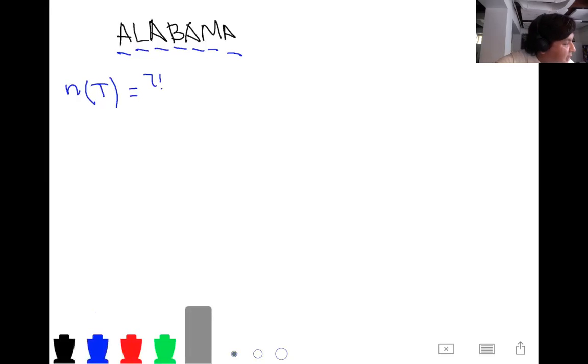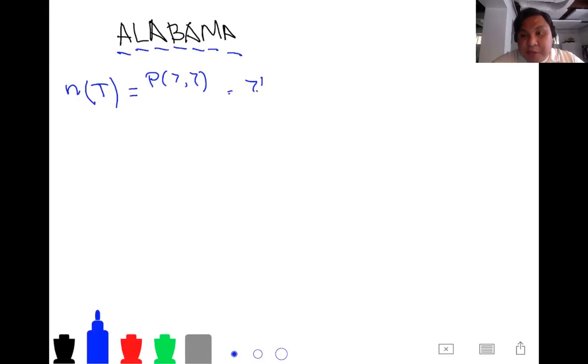Because we have 7 characters that we need to arrange, and we need to arrange all of them. The problem with this one is that there are actually 4 A's in this word. Which means that if you just interchange the A's with each other, you cannot see a distinct permutation. You don't see a distinct rearrangement of the word. So how many A's do we have here? 1, 2, 3, 4. There are actually 4 A's here.